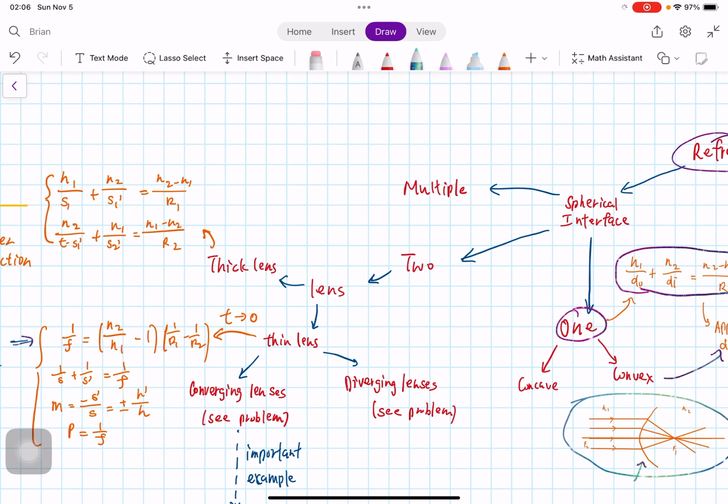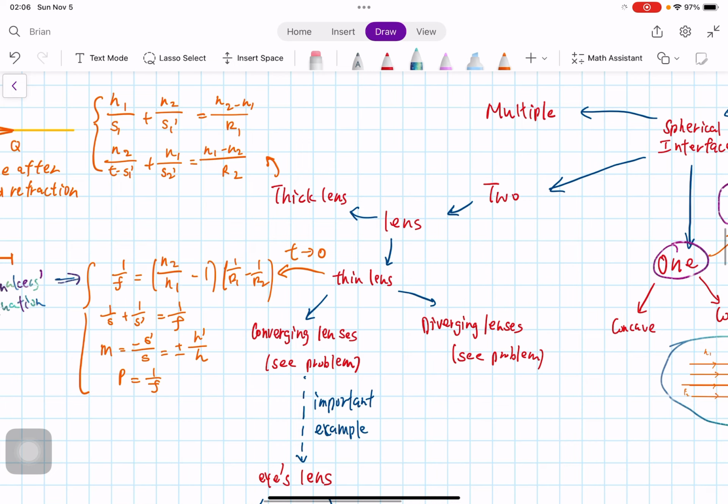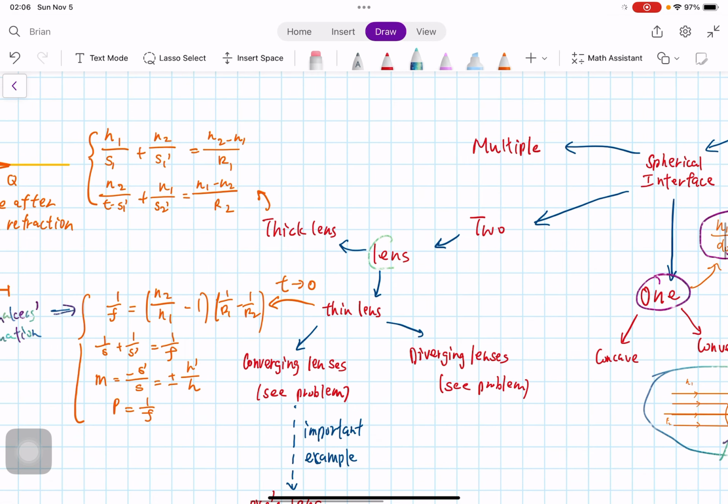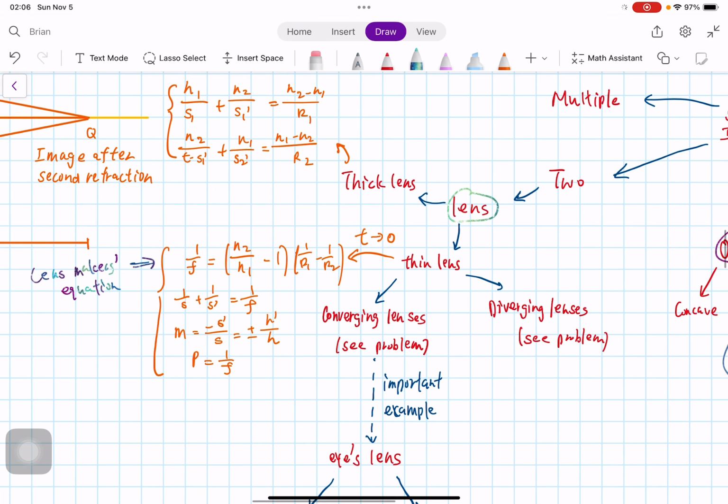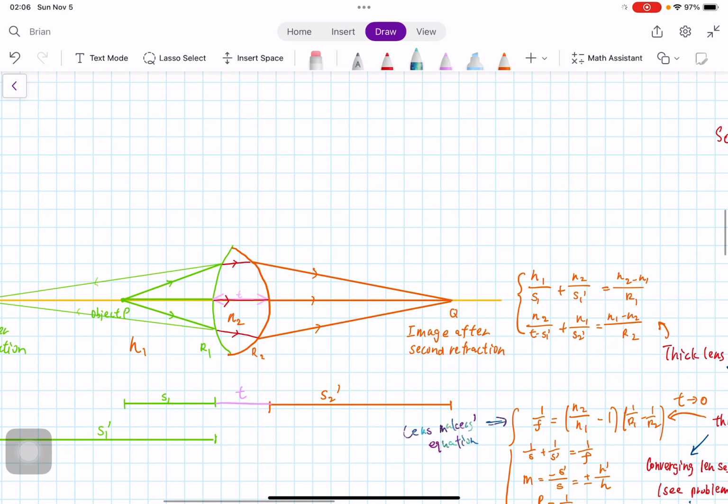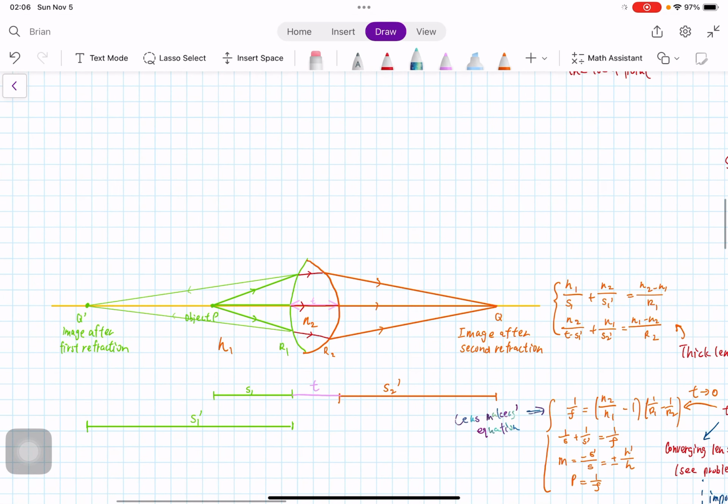When we're looking at 2 spherical interfaces, we're looking at the lens. And we don't talk about multiple spherical interfaces in this section. So for lens, we have thick lens and thin lens. We could talk about thick lens first. This is basically how a thick lens works. How a thick lens works is that this t has a value.